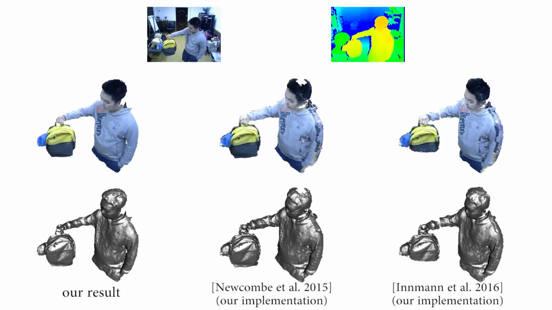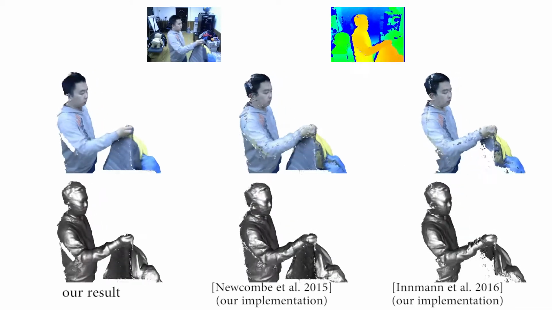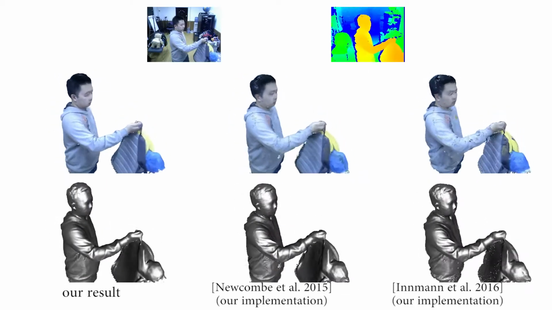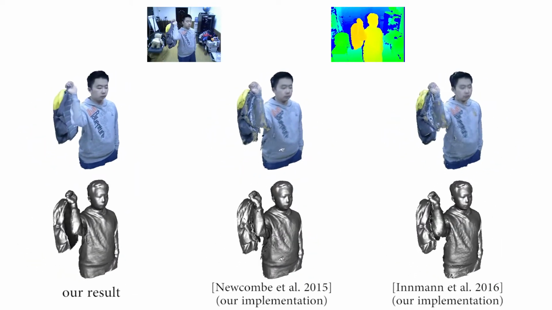In the following, we show more comparisons between the three methods. Again, our method achieves a more complete reconstruction than the other two methods, because it recovers both the albedo and low-frequency lighting of the scene, in addition to the geometry.